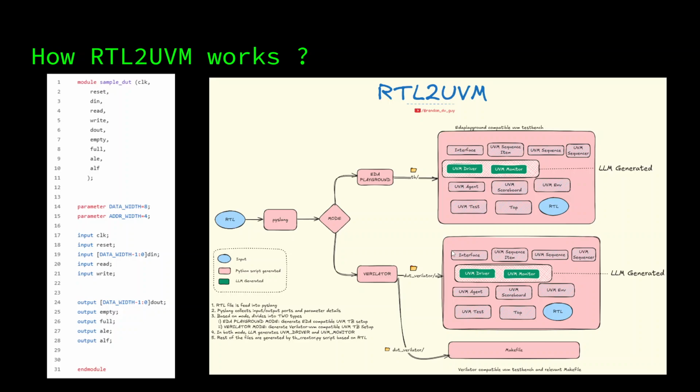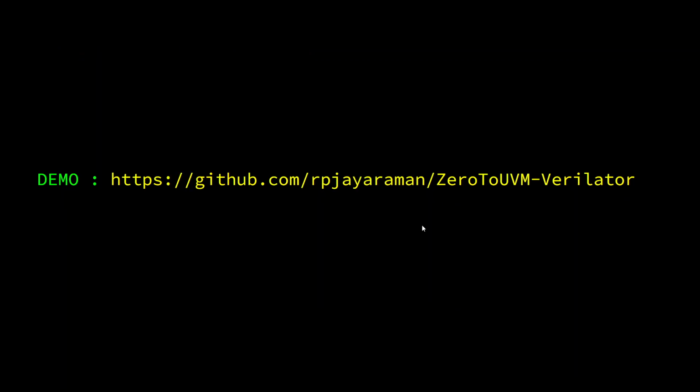The point is it will generate the whole test bench and the makefile for Verilator. It will generate a makefile which points to the Verilator compatible UVM library, and everything it will generate within this makefile. The script will take care of running the simulation. So let's see a demo of this.